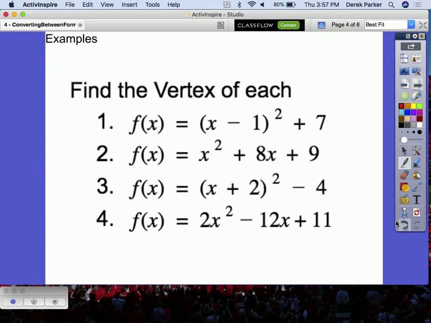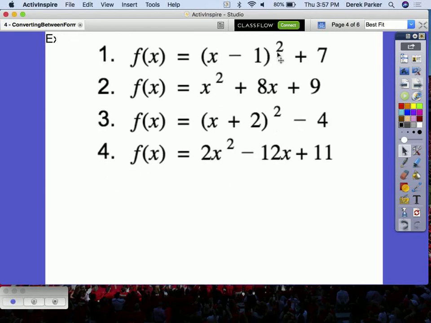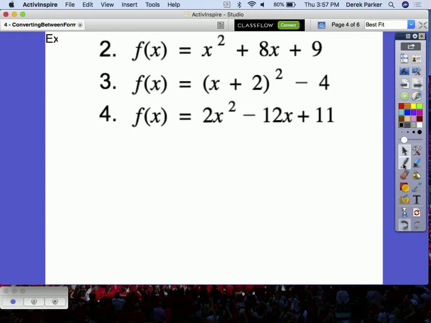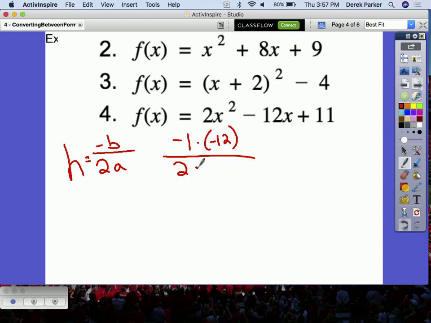Now let's move down to the last one. 2x squared minus 12x plus 11. Remember, h equals negative b over 2a. In this case, b is negative 12, so that's negative 1 times negative 12 over 2 times 2 because 2 is a. Positive 12 divided by 4. And you get 3. So the h or x value in this case is 3.